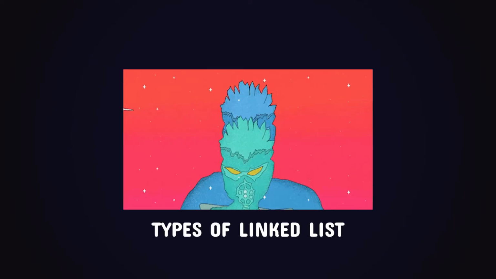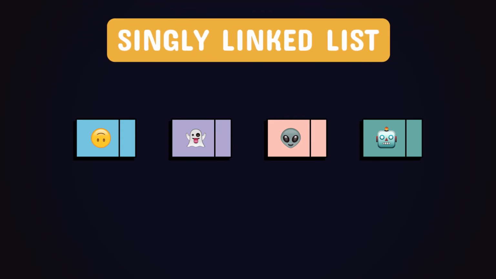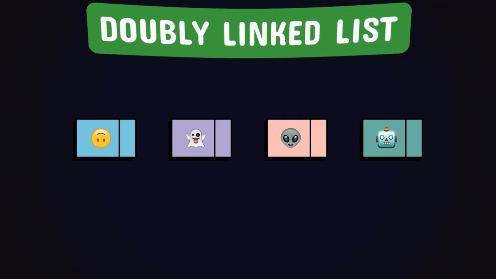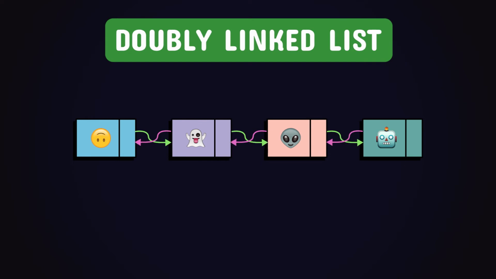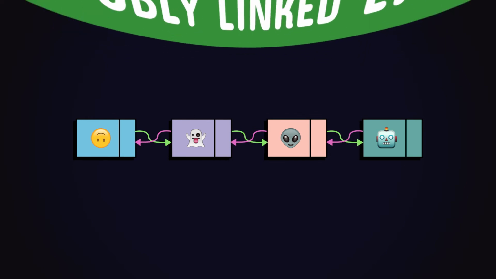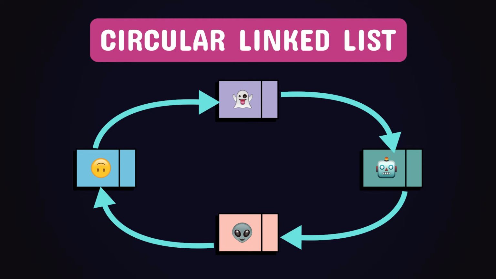There are multiple types of linked lists. A singly linked list, which is the most common one, is where each node is connected to the next one. Doubly linked list: each node is connected to the next and to the previous node. And circular linked list, where the last element is connected to the first element, which makes a circle.